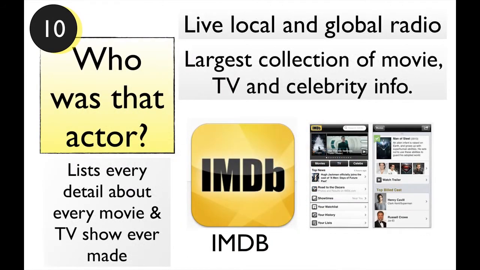IMDb, I use this one all the time. If you're watching a movie or you want to know who that actor was or how old he is or how tall he is, IMDb has details about every movie and TV show ever made. And it's a really good app for knowing what's happening in shows and movies that you're watching. So if you wanted to look at a TV show and find out what all the episodes were, what they're about, when they were made, IMDb, really good.